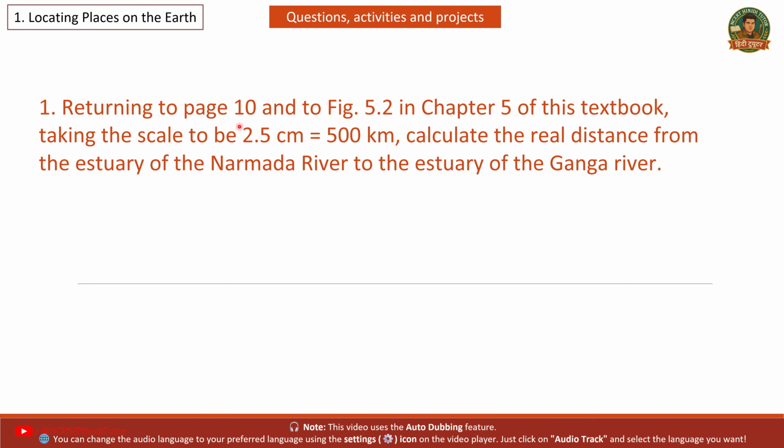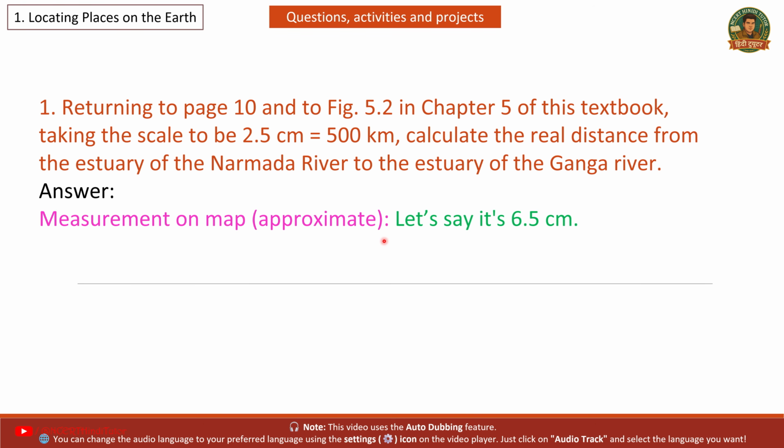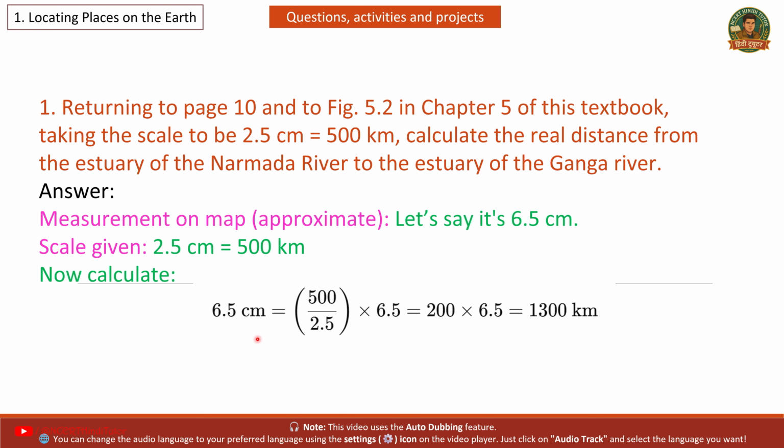Question 1. Returning to page 10 and to figure 5.2 in chapter 5 of this textbook, taking the scale to be 2.5 cm is equal to 500 km, calculate the real distance from the estuary of the Narmada river to the estuary of the Ganga river. Answer: Measurement on map approximate. Let's say it's 6.5 cm. Scale given: 2.5 cm is equal to 500 km. Now calculate 6.5 cm is equal to 500 divided by 2.5 multiplied by 6.5.